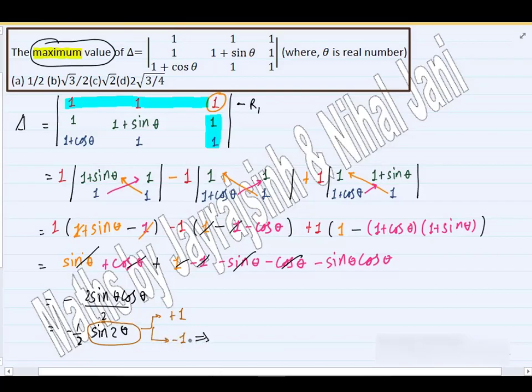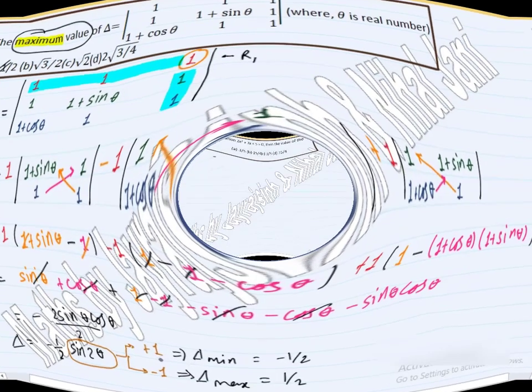And here you can observe that for sine 2 theta equal to minus 1, we will get the maximum value of delta as 1 by 2. So tada, option A is your answer. And if we need the minimum value of delta, then it will be minus 1 by 2, right?